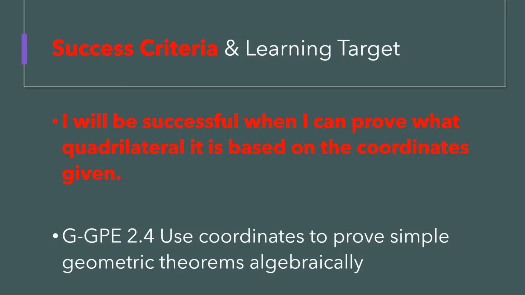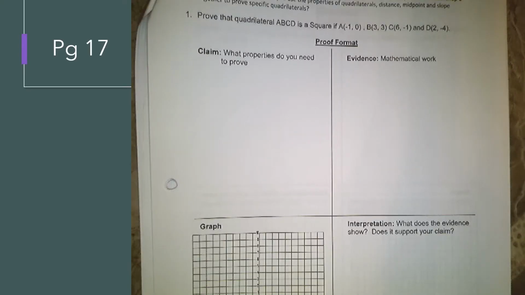The success criteria is I'll be successful when I can prove what quadrilateral it is based on the coordinates given. And this comes from the learning target G-GPE 2.4, where we use coordinates to prove simple geometric theorems algebraically. Okay, so now we are looking at page 17.